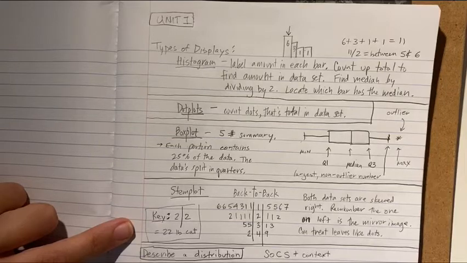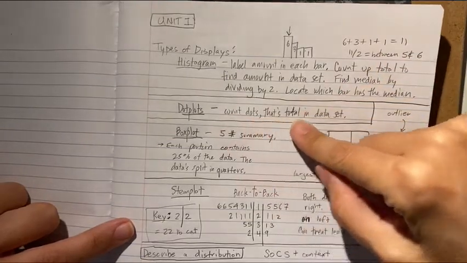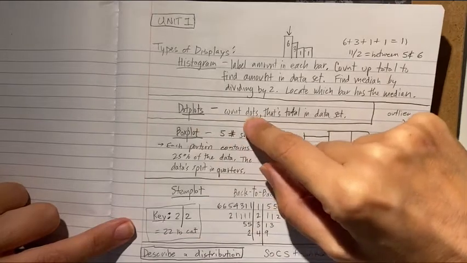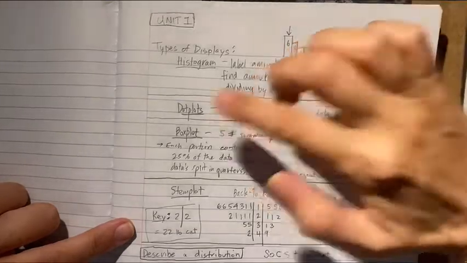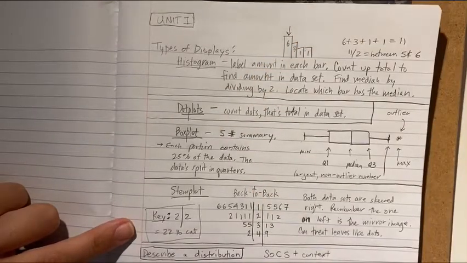Okay, so what are some other ways we'd be able to see data? Well, we saw examples of dot plots. And again, you can just count the number of dots. That would be the total number in your data set. And that's one of the benefits of a dot plot. What other kind of plots?